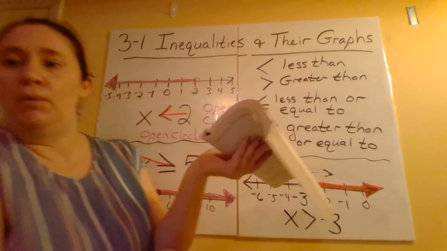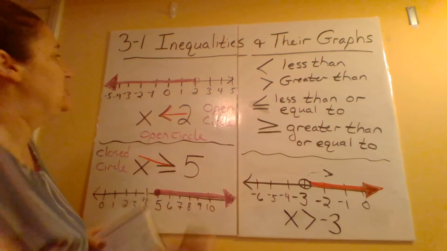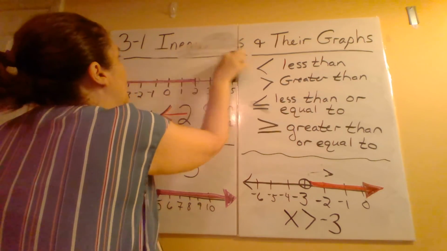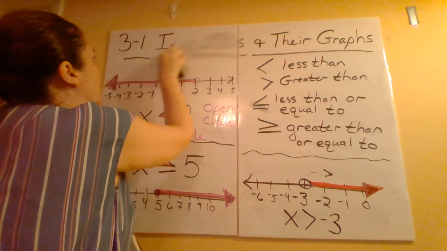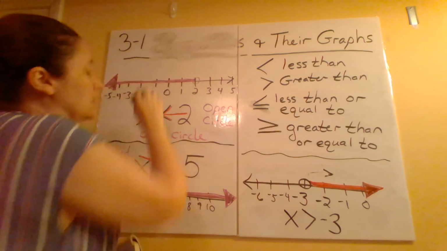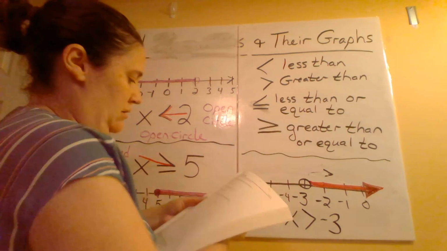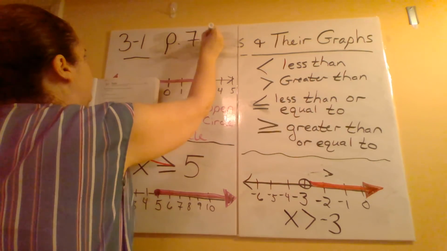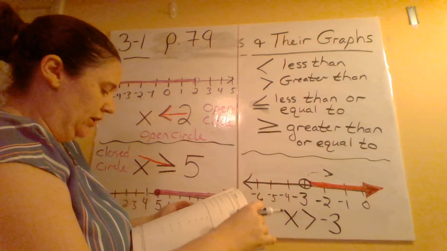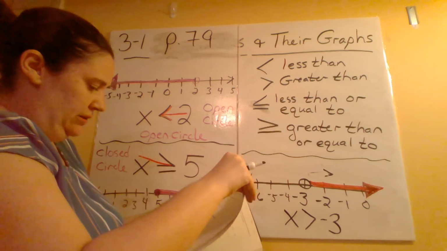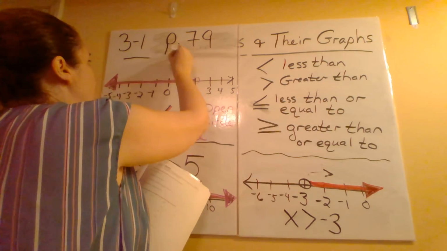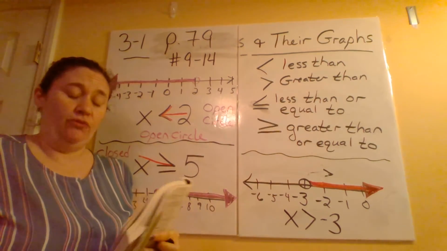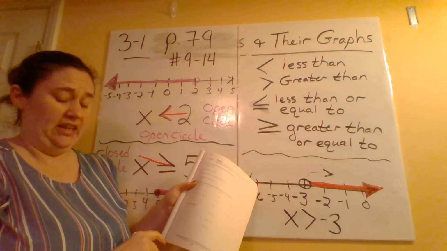And then let me see, we are on page 79. We're on page 79 in our workbook. Page 79. We're going to do numbers 9 through 14. We're going to start with that. It says to graph each inequality.